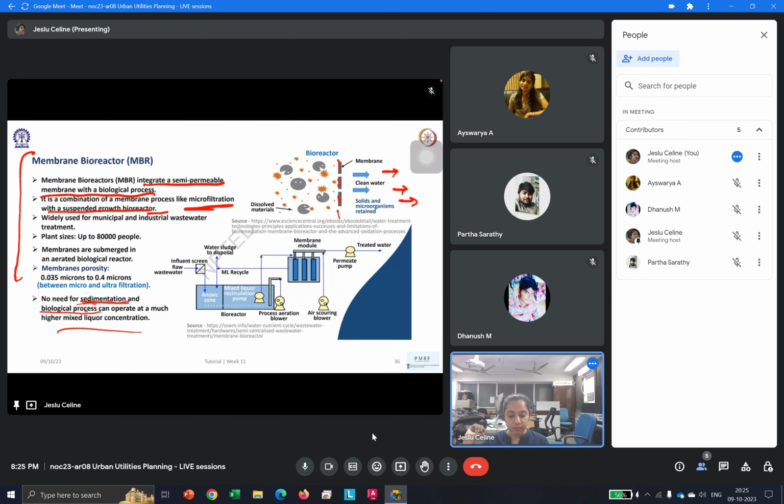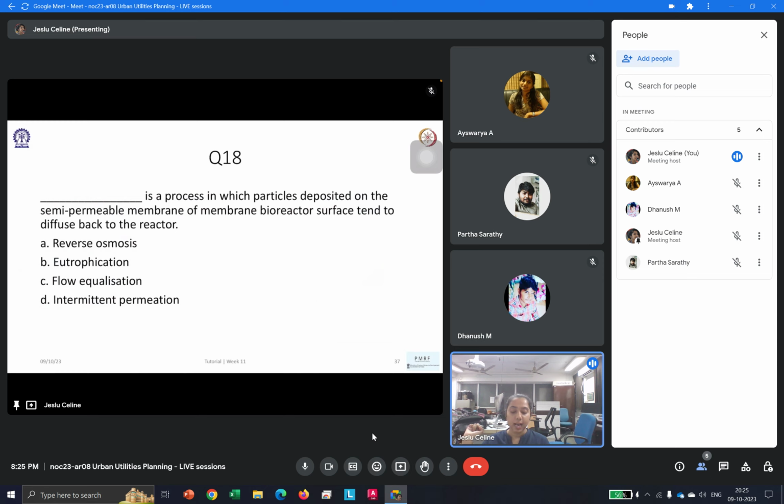Okay, any doubts in this question? Okay, let's proceed to the next question. Question 18. Dash is a process in which particles deposited on the semi-permeable membrane of the membrane bioreactor surface tend to diffuse back to the reactor. So this is a continuation of the previous question. On the semi-permeable membrane, whatever particles are deposited tend to diffuse back to the reactor. What is this process called? A, reverse osmosis, B, eutrophication, C, flow equalization, and D, intermittent permeation.